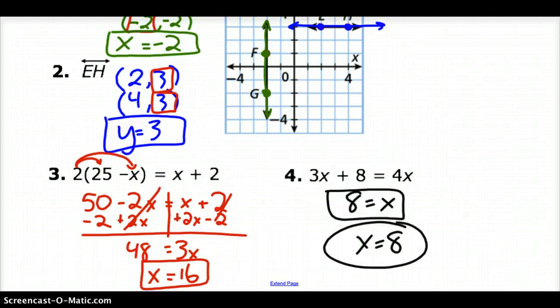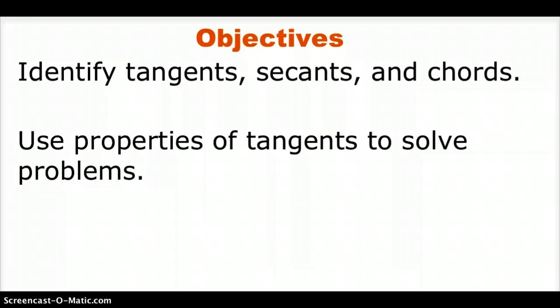So today we will be learning about identifying tangents, secants, and chords on circles. And we will use the properties of tangents to solve some problems. We're going to look at really simple problems today. Remember, usually the first section of a chapter is kind of a confidence builder, just learning some basics here.